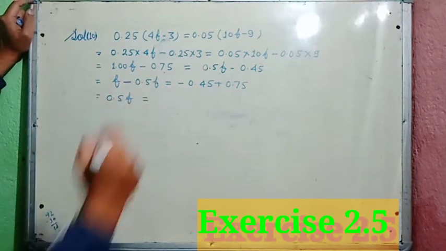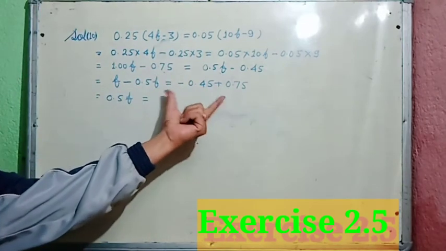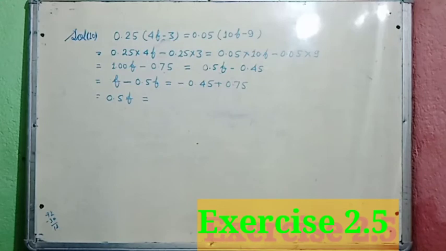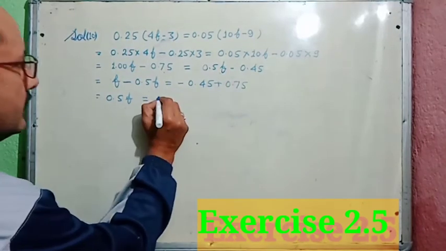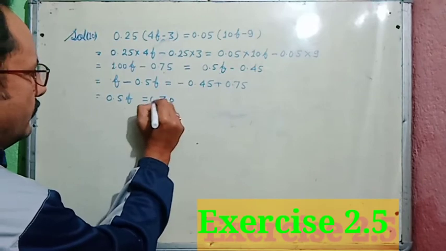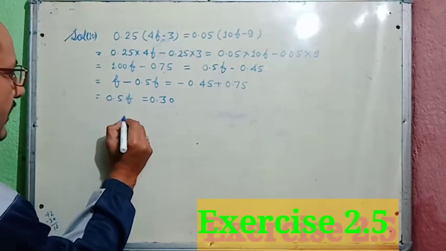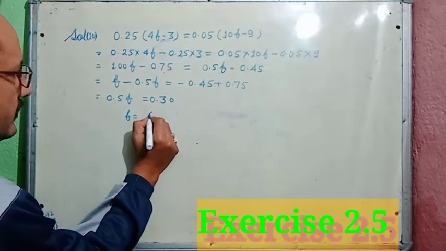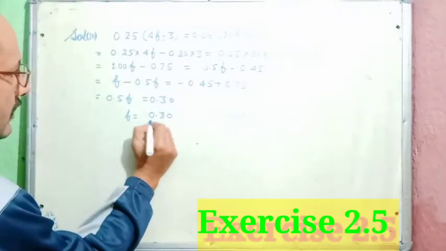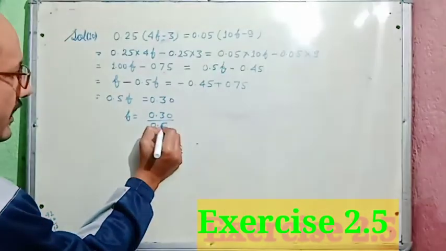इक्वल्स टू, यहाँ अगर अब देखो यहाँ माइनस प्लस है तो सब्ट्रैक्शन होगा, अपोजिट साइन है तो सब्ट्रैक्शन होगा. सब्ट्रैक्शन में क्या आएगा, 0.30. Okay. Now, what is the value of f? f is equal to 0.30 upon 0.5.